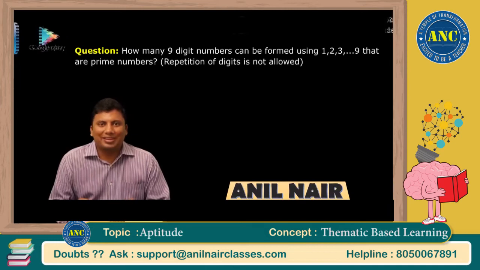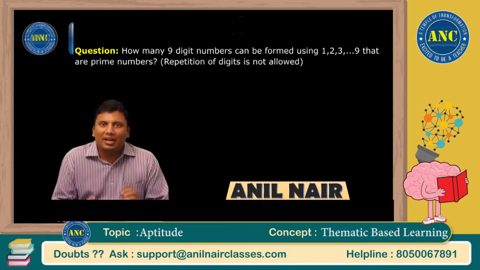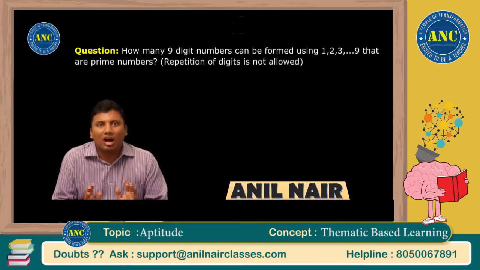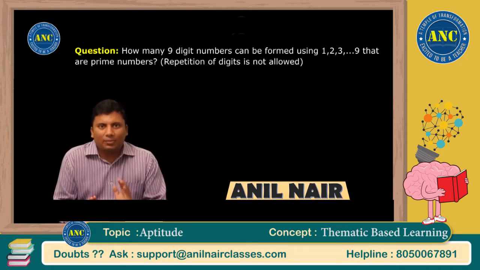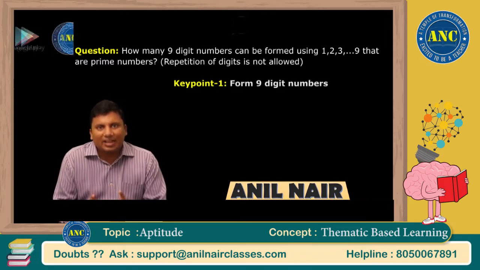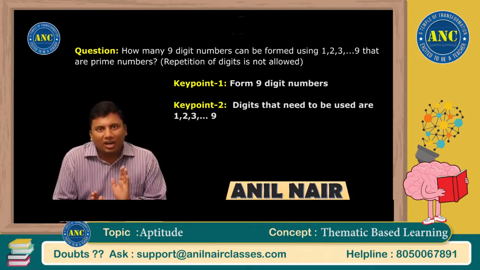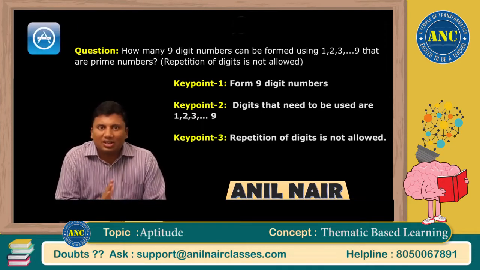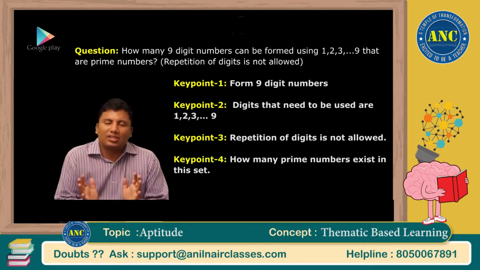How many 9-digit numbers that can be formed using the digits 1, 2, 3 and so on up to 9, where repetition of digits is not allowed, are prime numbers? This is the question. Now before solving the question, let me repeat the key points present in the question. First key point, I require a 9-digit number. Second key point, I am going to use 9 digits from 1 to 9. Third key point, repetition of digits is not allowed. Fourth key point, how many prime numbers exist in this set.